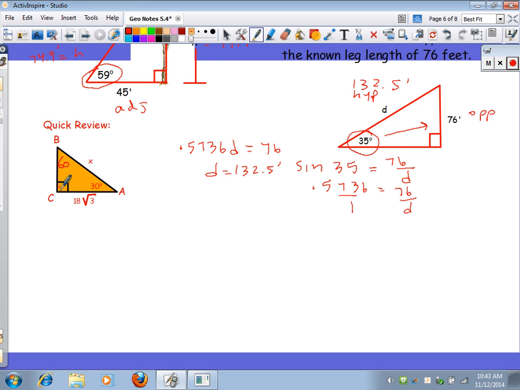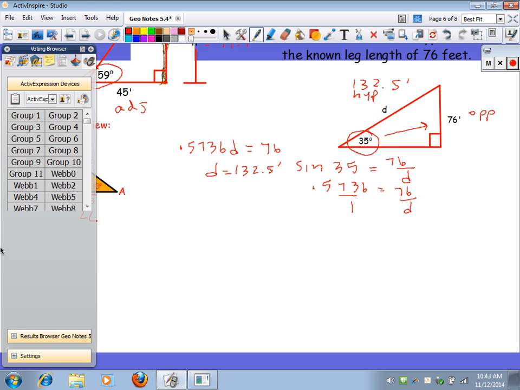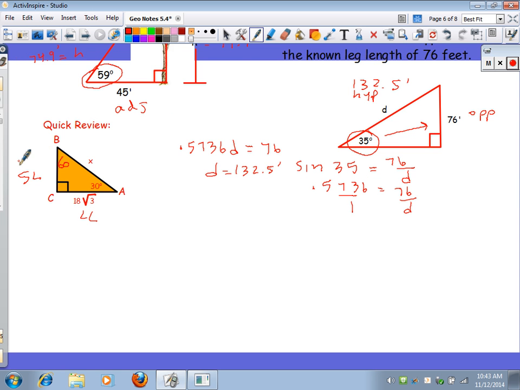60, 30, 60, 90. I have the long leg. How do I get the short leg? If the long leg is 18 radical 3, then what did the short leg have to be? It had to have been 18, because short leg times radical 3 is long leg. So if this has a radical 3 next to it, then the short leg must have been the number in front. So that's 18.